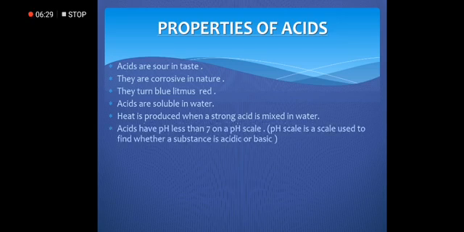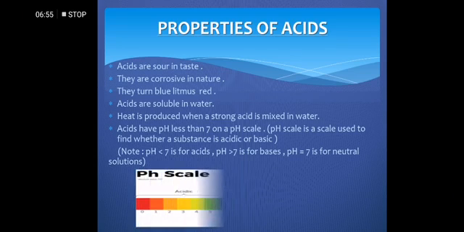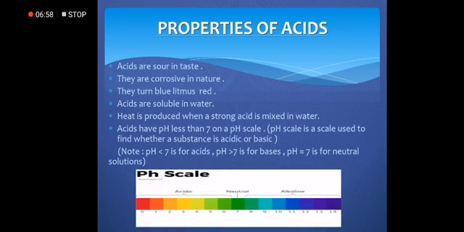Acids have pH less than 7 on a pH scale. What is a pH scale? The pH scale is a scale which is used to find whether a substance is acidic or basic. It is a standard parameter and this we can do with the help of pH papers. This test is easy and very comfortable for us to find out whether the substance is acidic or basic in nature. If the value of pH goes below 7, the substance is an acid.